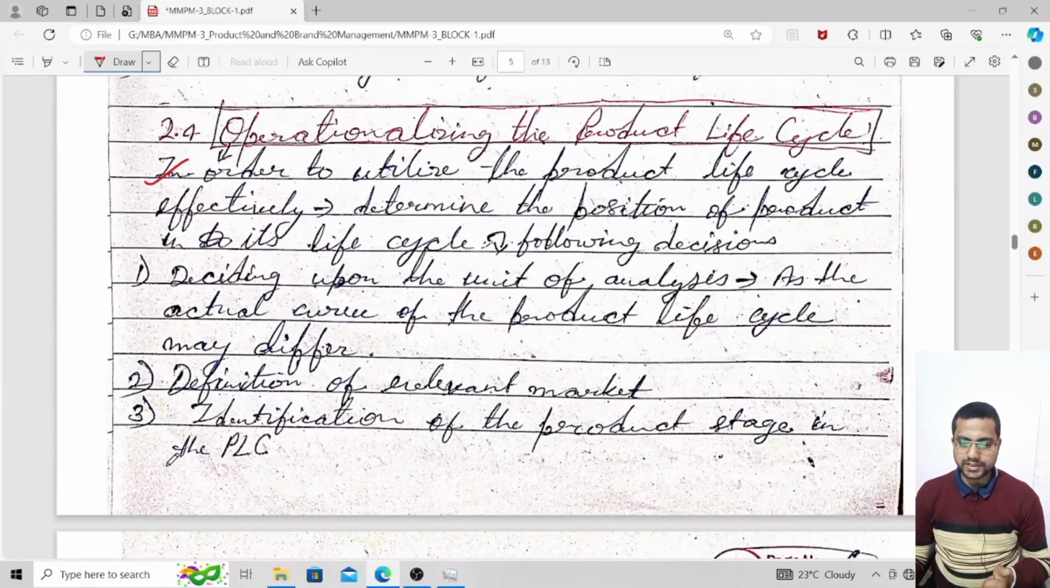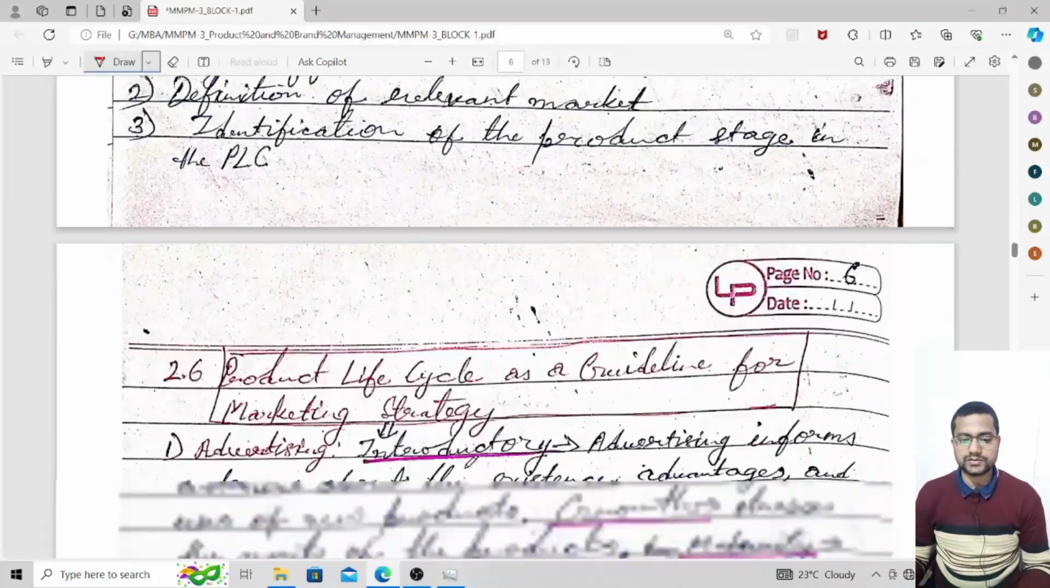So three are given. First, decide upon the unit of analysis, which means what kind of product you want to analyze. The second is to define the relevant market, in which market the product is being offered. So first, the unit means the product, second it is the market, and the third one is the stage of the product in the product life cycle. So by these three steps, we can operationalize the product life cycle of the product.